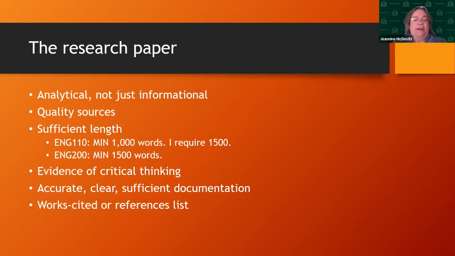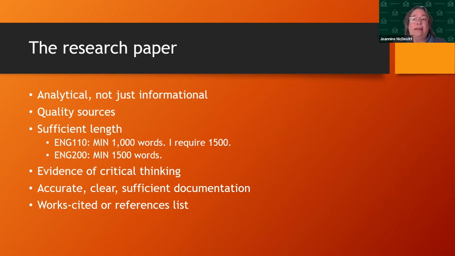And then accurate, clear, and sufficient documentation, and a works cited or references list. This is an absolute essential. I'll be saying this later too, but basically, if there is no works cited or references list in the research paper, it can't possibly be an A research paper, and it probably shouldn't be a pass research paper.